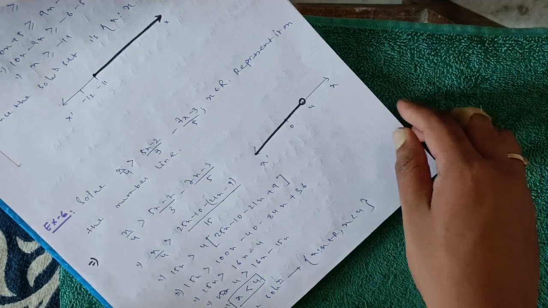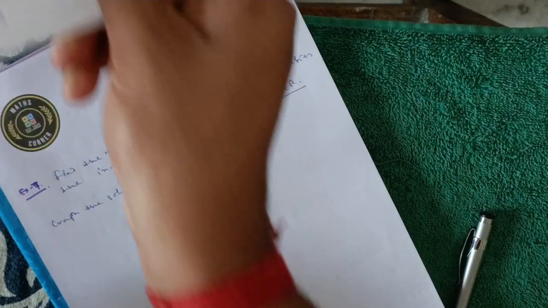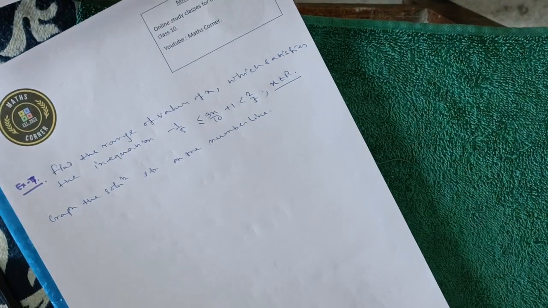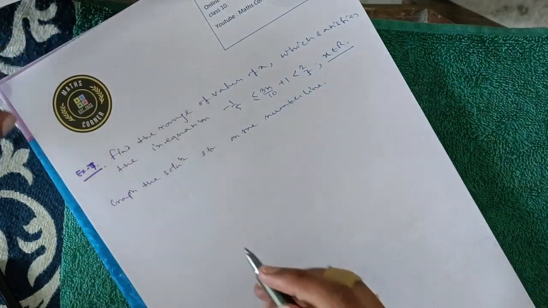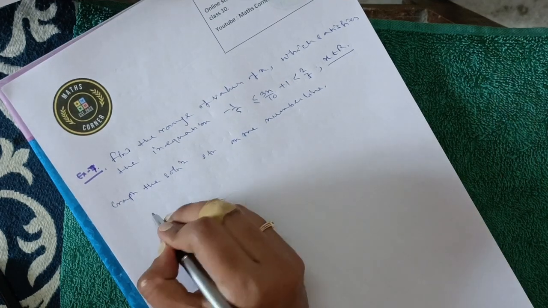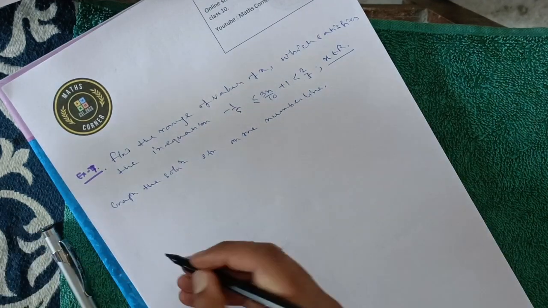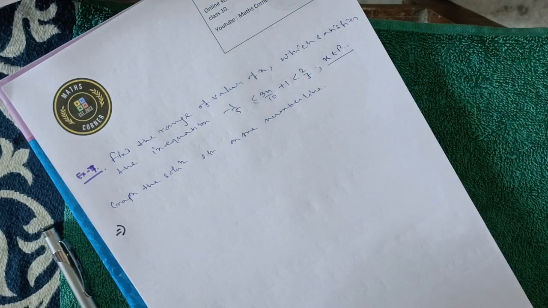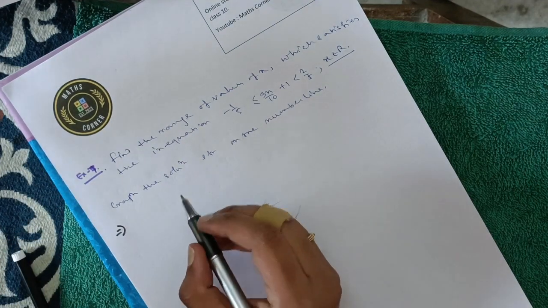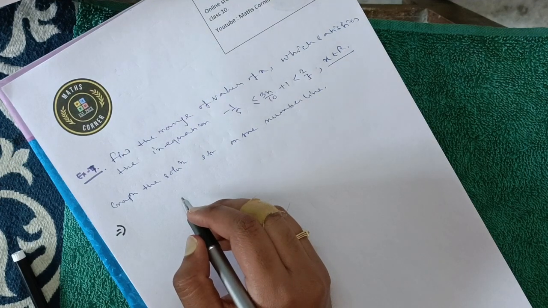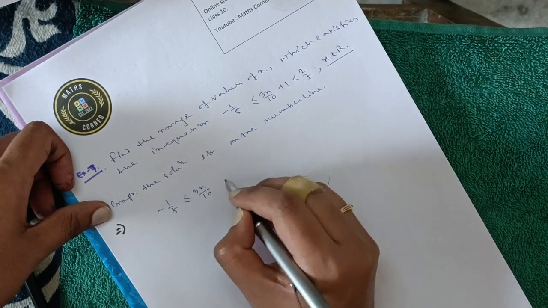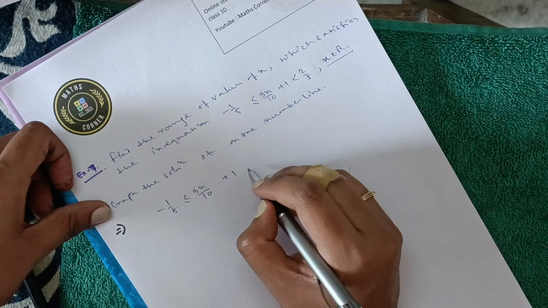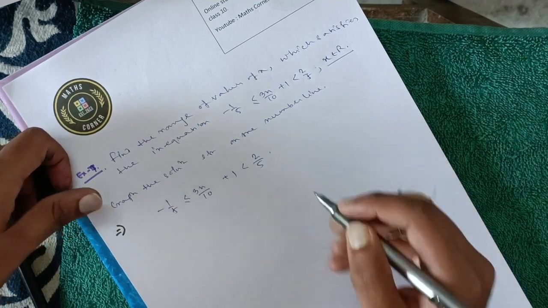Okay, so let's move on to the last sum, the last numerical. This is also a good type, a new type of numerical where you will get to see a new number line. So here, it's 5, x plus 10 by 1 minus 5.